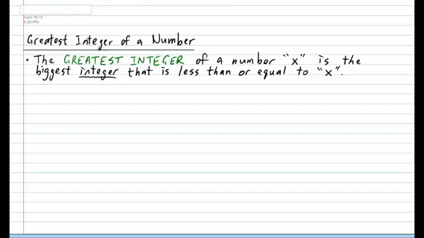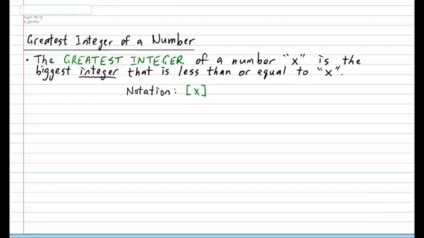The notation for the greatest integer of x is the following. It's written with two square brackets, and the value of x is in between the two square brackets. And the two square brackets do not mean the same as the interval square brackets. Now, the easiest way to understand what this definition is telling you is through a few easy examples.